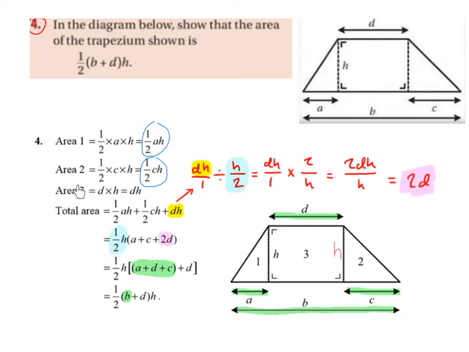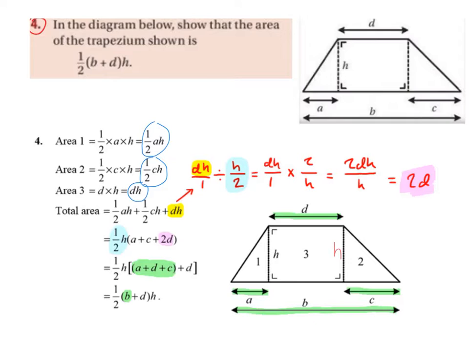Next I'm going to get the area of shape 3, which is the rectangle. And the area of a rectangle is the length by the width. So it's going to be D multiplied by H. And D multiplied by H is DH. So for the total area, we're going to add them together. A half AH plus a half CH plus DH.